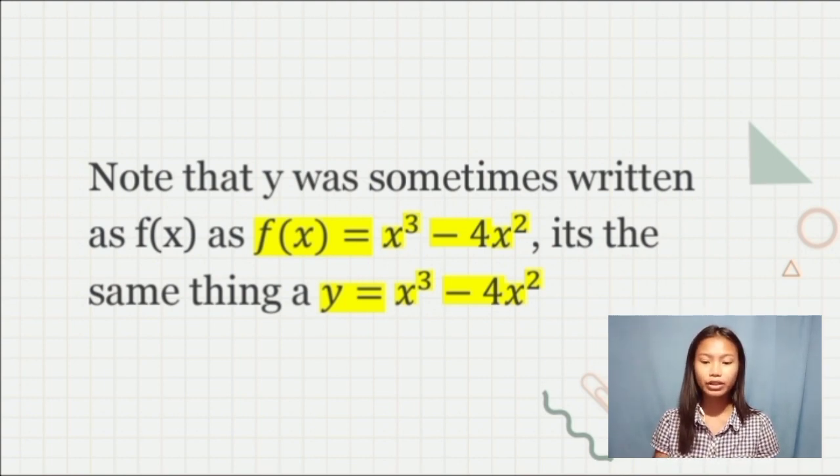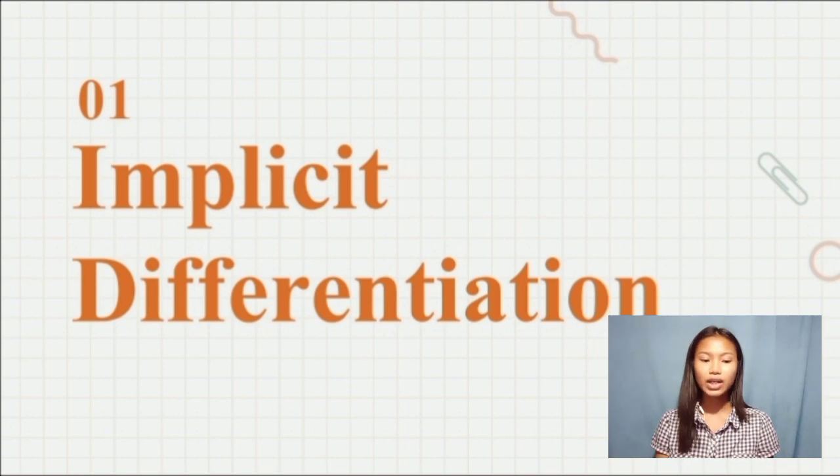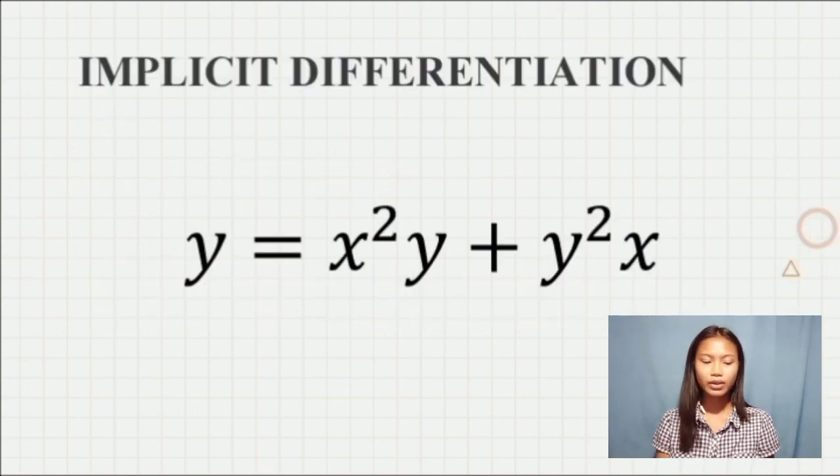Sometimes, however, you are asked to differentiate an equation that's not solved for y, like y cubed plus 3x squared equals sine x minus 4y cubed. For such a problem, you need implicit differentiation. Let's try this one: y equals x squared y plus y squared x.